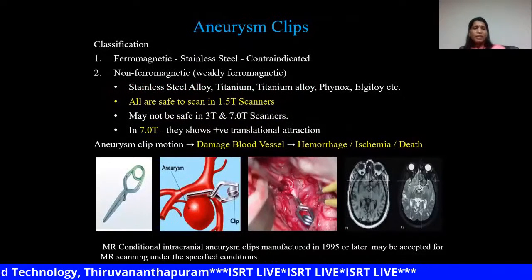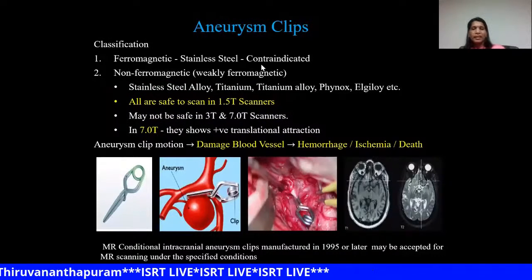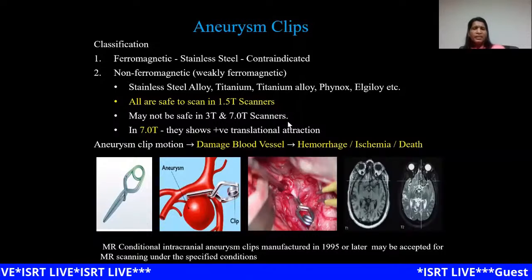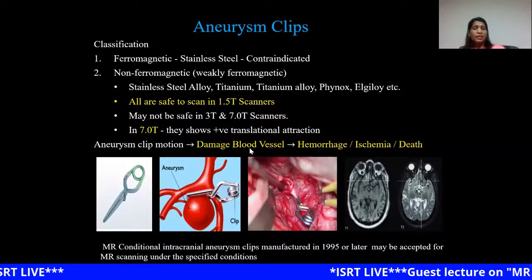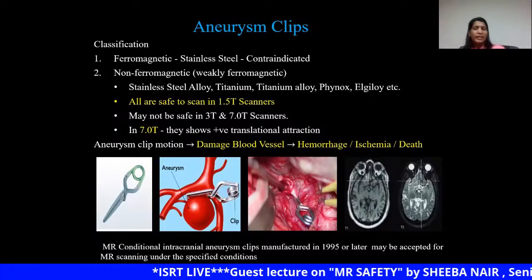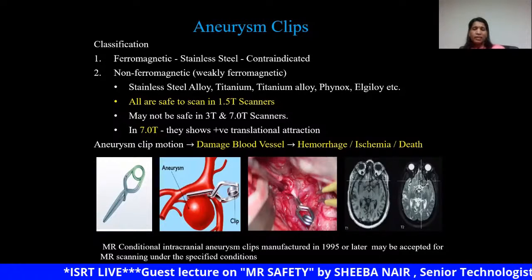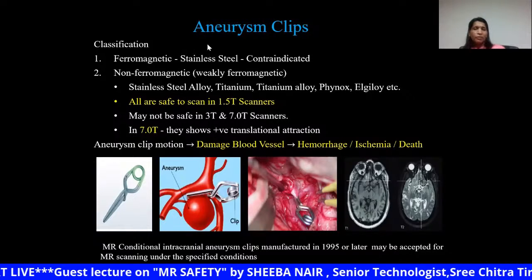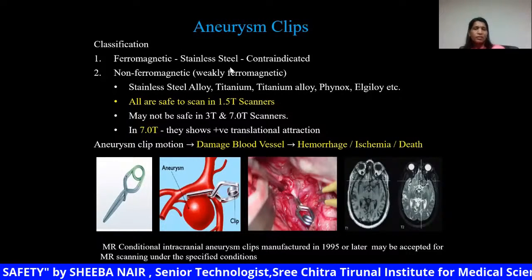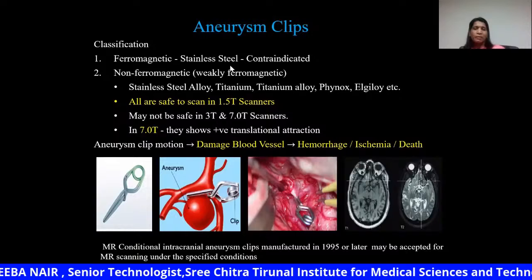So aneurysm clips are considered a contraindication because these aneurysm clips are attached to the blood vessel. So even a small movement can cause bleeding, and even death can occur. So ferromagnetic, non-conditional aneurysm clips are not safe to take for MRI.